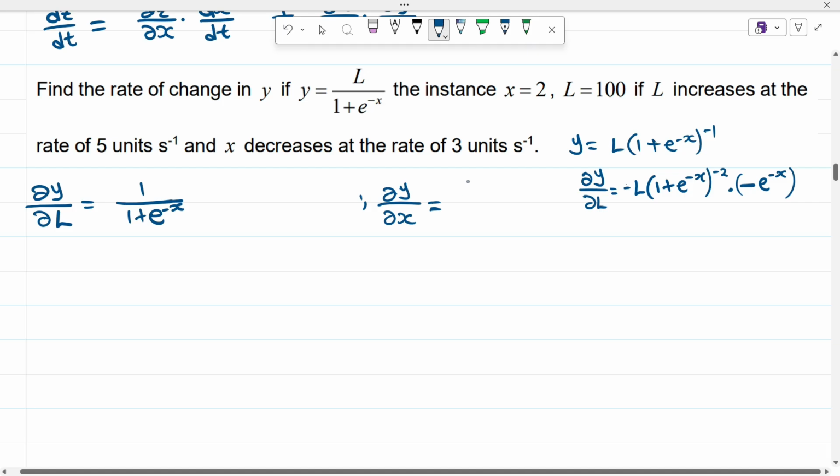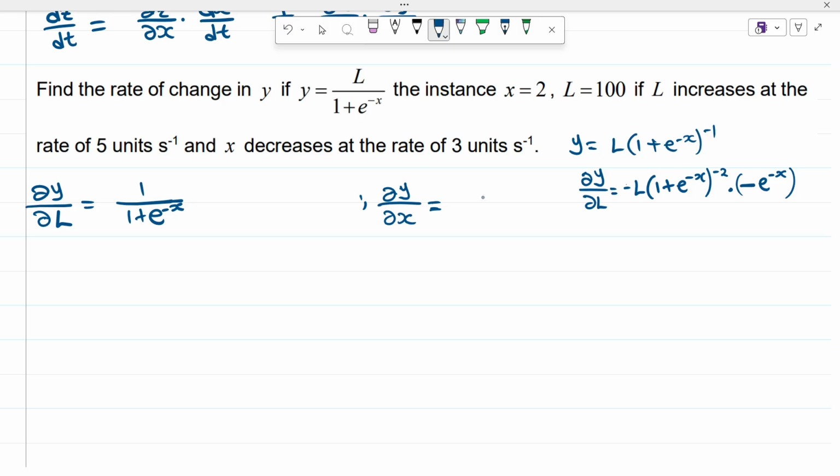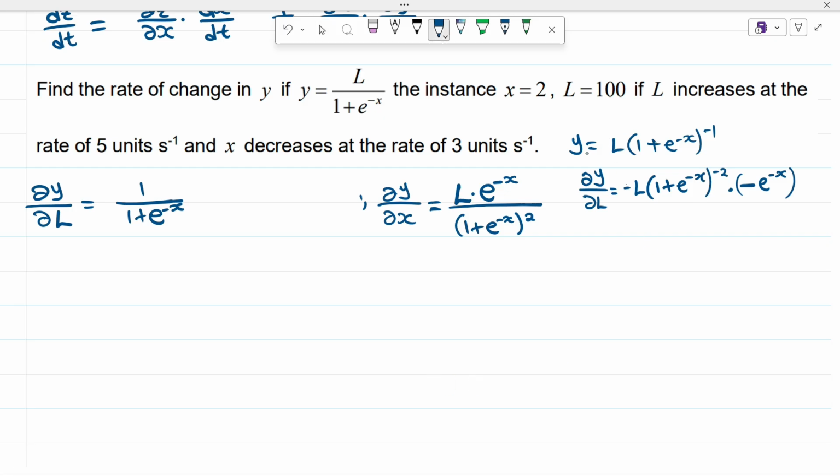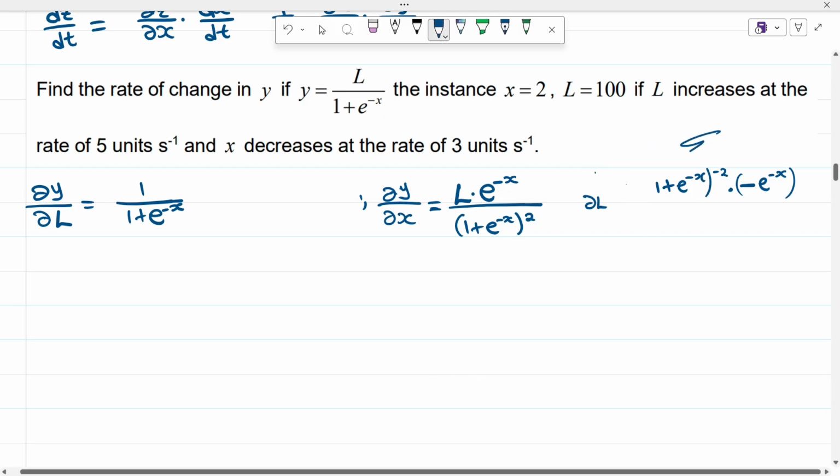You will get positive e to the power of x, multiplied by L. So you'll get L multiplied by e to the power negative x, divided by 1 plus e to the power negative x, squared. Another thing that I did there was just to take this one down and have a positive exponent. So that's how I was explaining how to differentiate that one. So yeah, let's go.